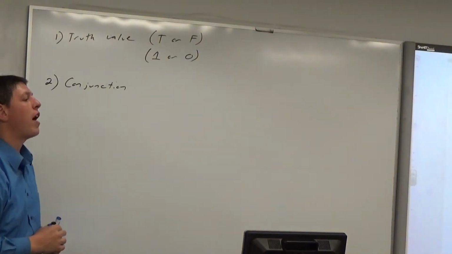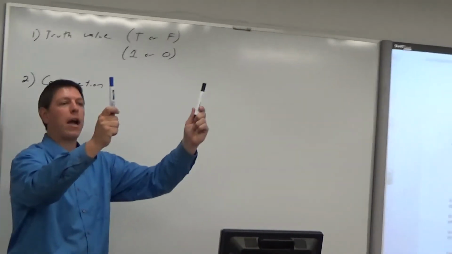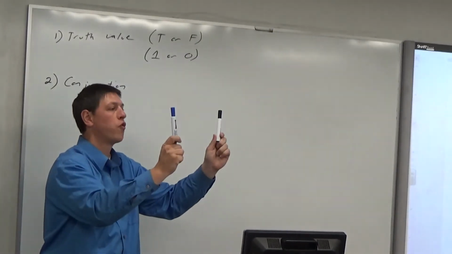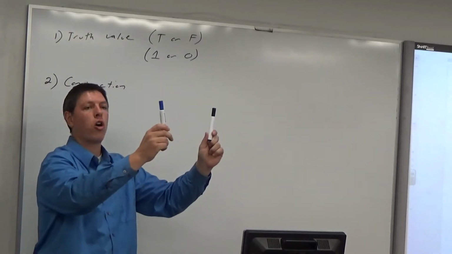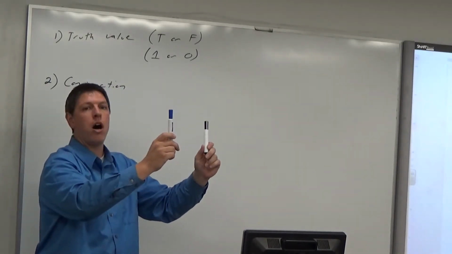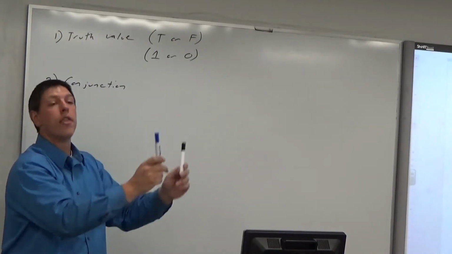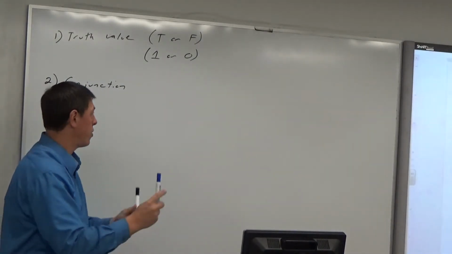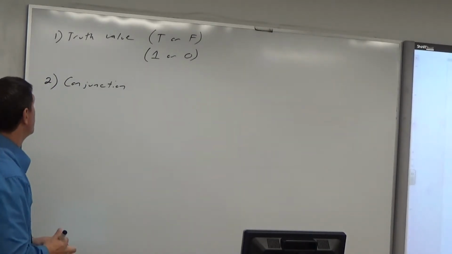Like if I told you guys, okay, I have a blue marker and I have a black marker. They both have to be true for me not to be lying. If I say something like, I have a blue marker and I have a magic baton that when I zap you, you're going to get 50,000 volts through your body. Okay? One of those is a lie. Thank God. So that would not be a true statement.